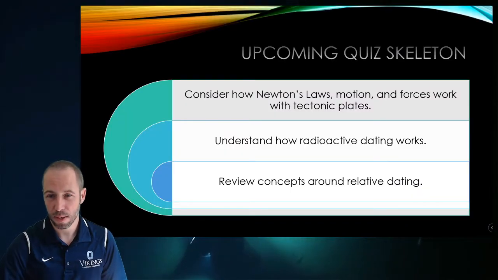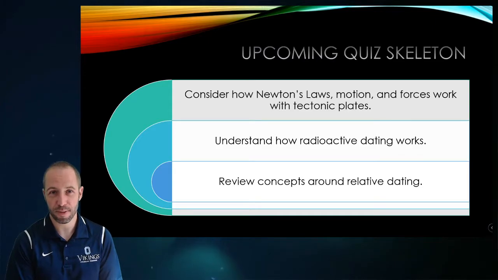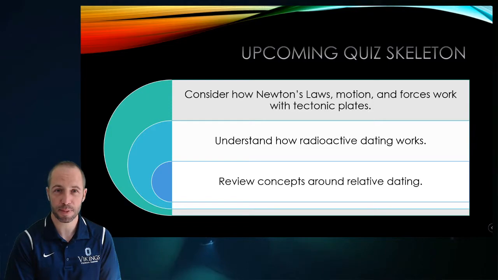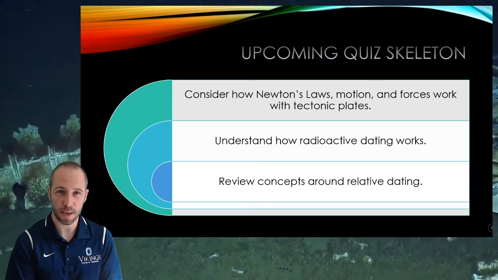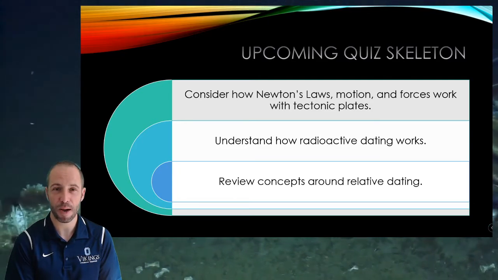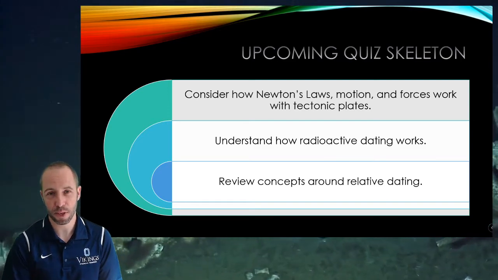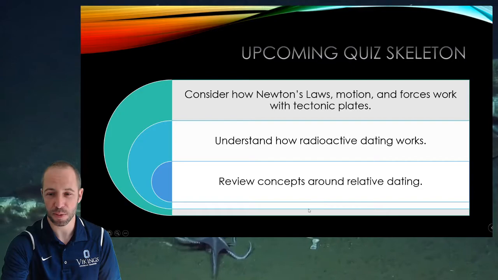So getting started, we're gonna look at how Newton's laws correlate to pretty much everything, but definitely including tectonic plates. So we're gonna go back and review some of those concepts and talk about the continents and oceanic plates in particular. We're also going to talk about how radioactive dating works, which is a way to figure out how old something is. And then last up, we're going to look at relative dating also, so other ways to figure out how old something is too.